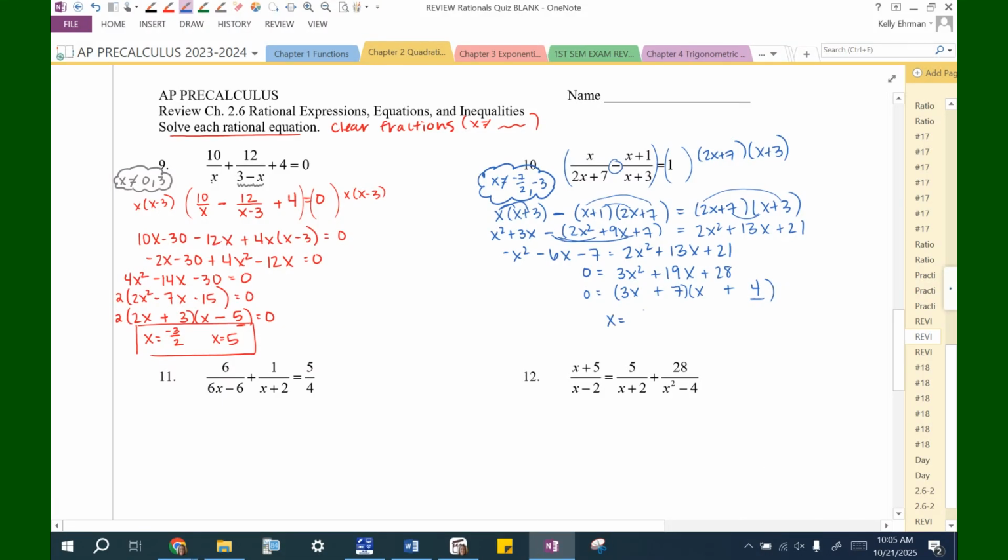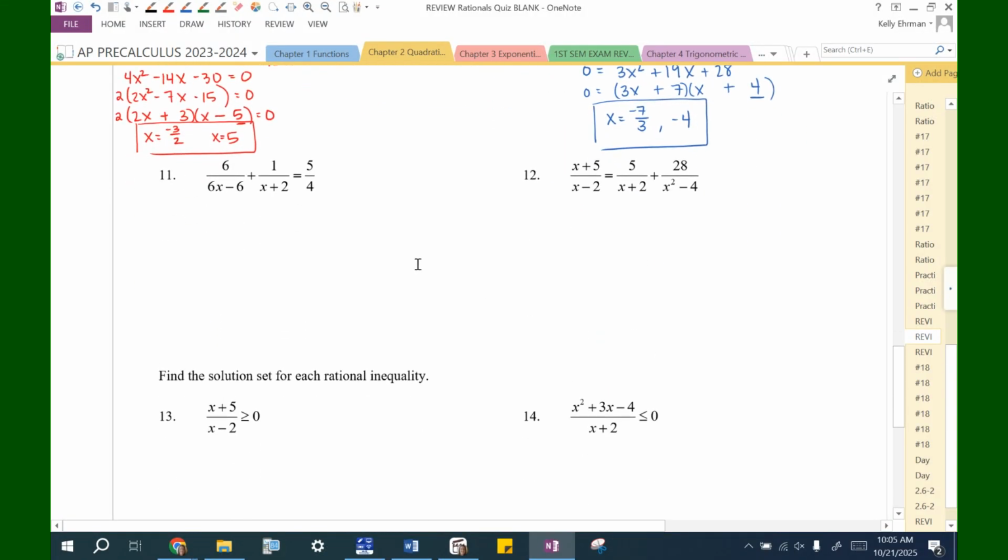And then I solve. X equals negative 7 divided by 3 or negative 4. Neither of those are the excluded values, so both of them are answers. All right, take a look at 11.